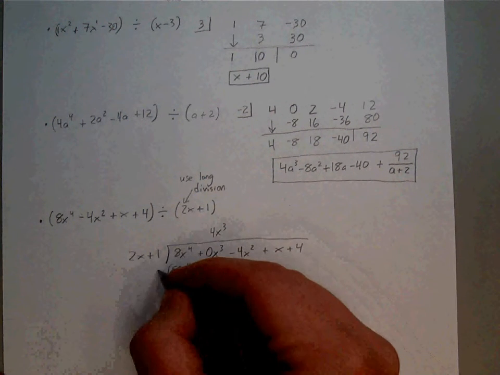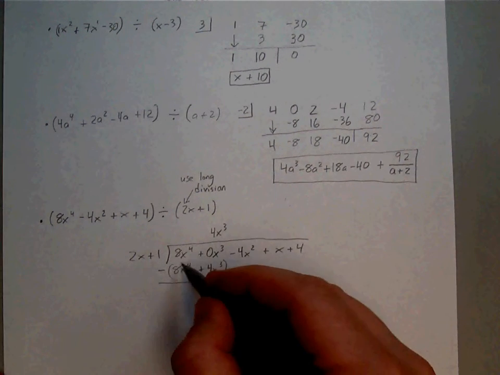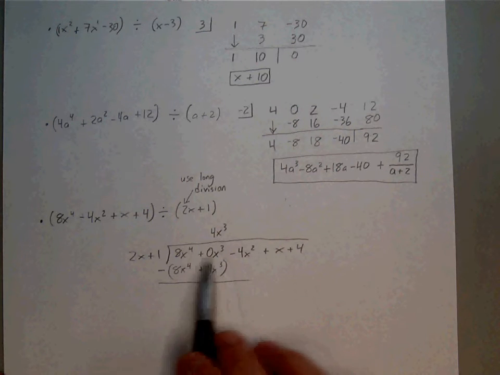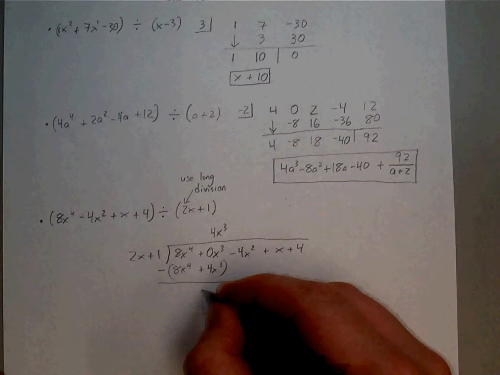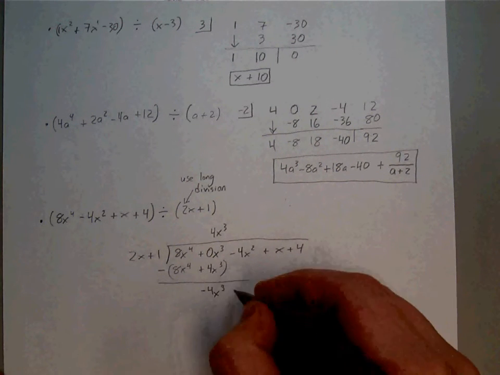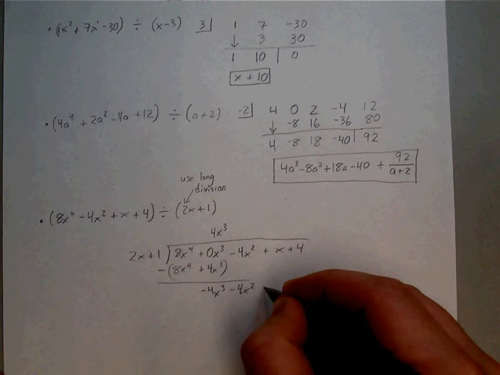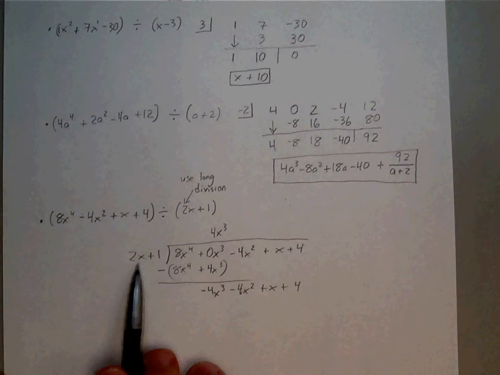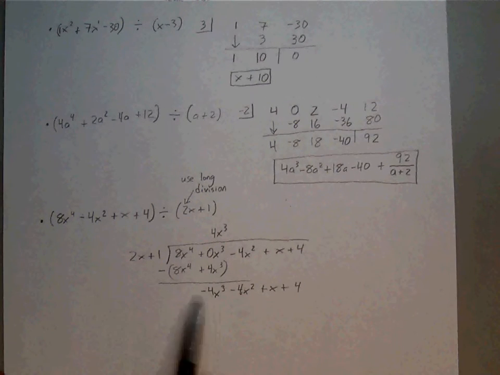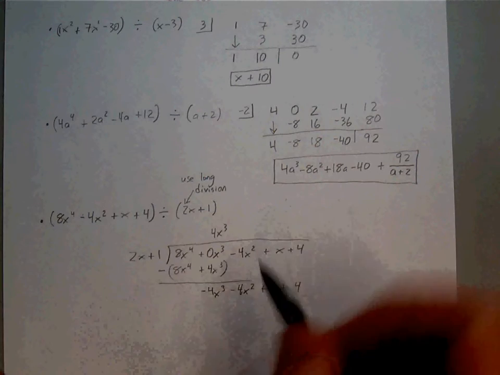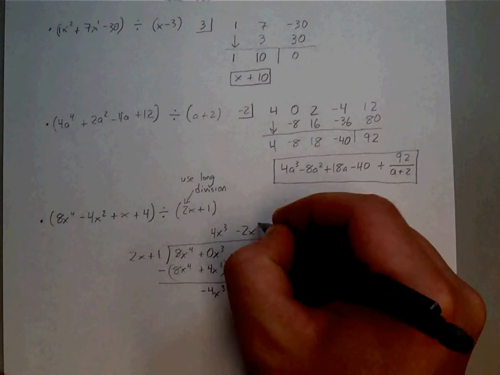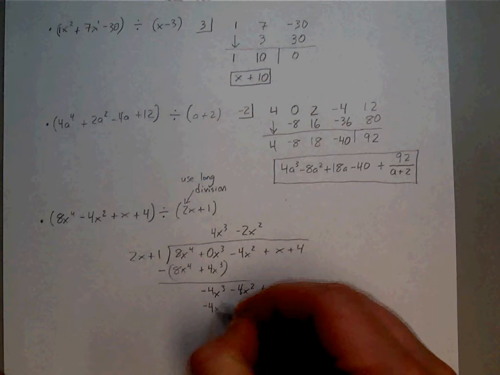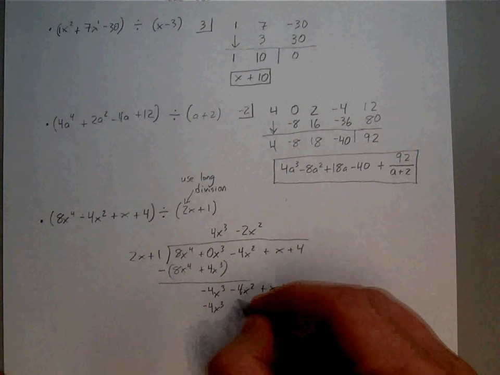I'm supposed to subtract now. 8x to the 4th minus 8x to the 4th is 0. 0x cubed minus 4x cubed is negative 4x cubed. You can drop the remainder of the terms. They still exist, I didn't get rid of them. Repeat. To get from 2x to negative 4x cubed, I'm going to need to multiply by negative 2x squared. So let's do that. Negative 2 times negative 2 is negative 4x cubed. Negative 2x squared times 1 is negative 2x squared.